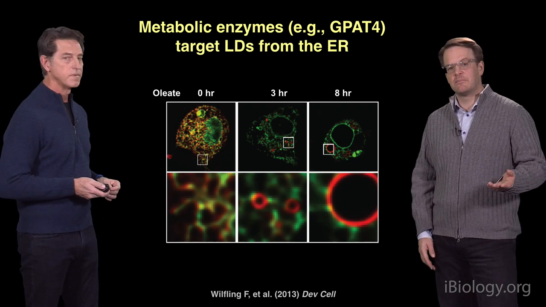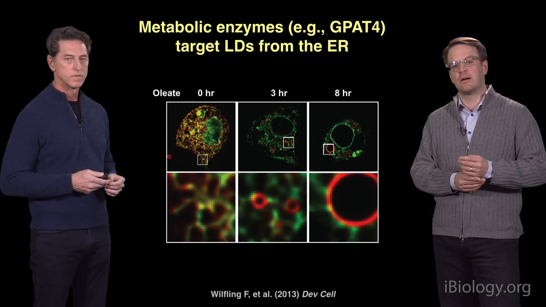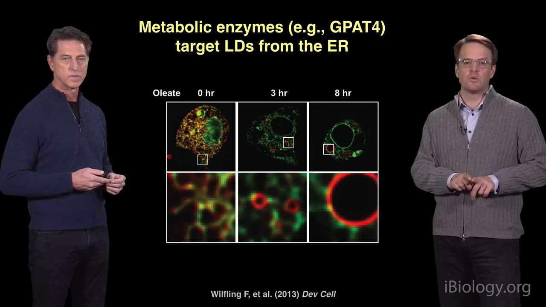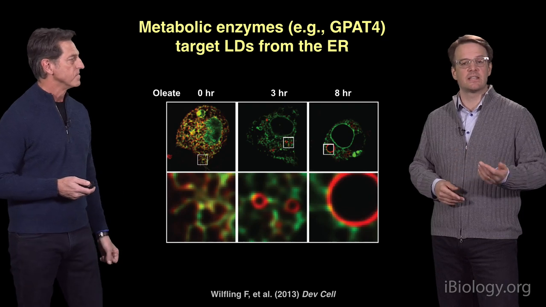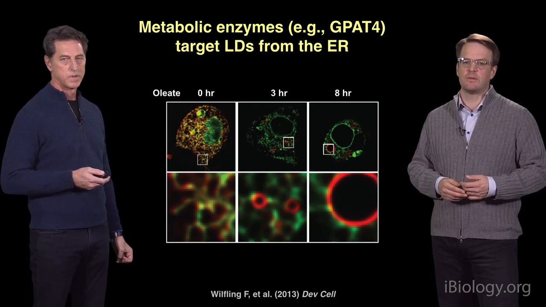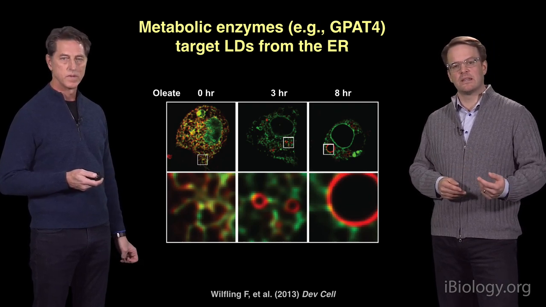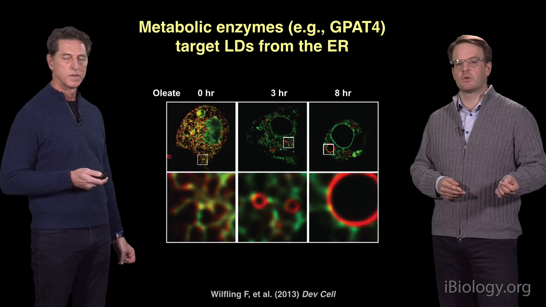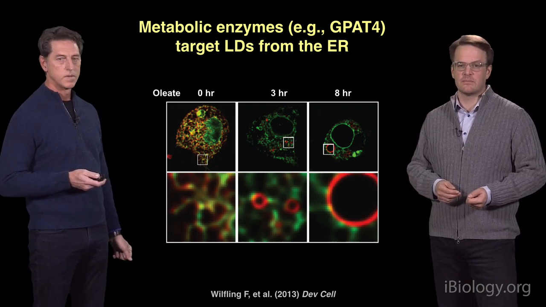You can see an example in a cell where at conditions where there are no lipid droplets, both the protein and the ER signal overlap. The protein here is labeled in red, and in this case, it's the Drosophila homolog of a metabolic enzyme known as GPAT4. You can see over time, as lipid droplets form and lipid droplet formation is induced, this protein efficiently accumulates exclusively on the surface of lipid droplets.